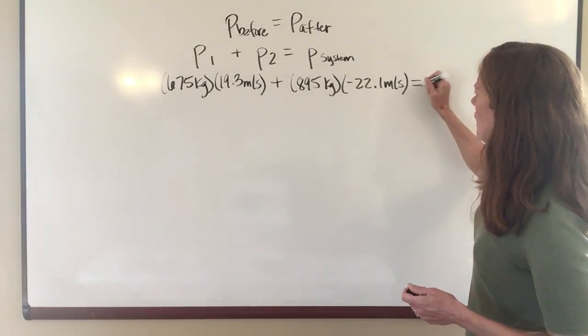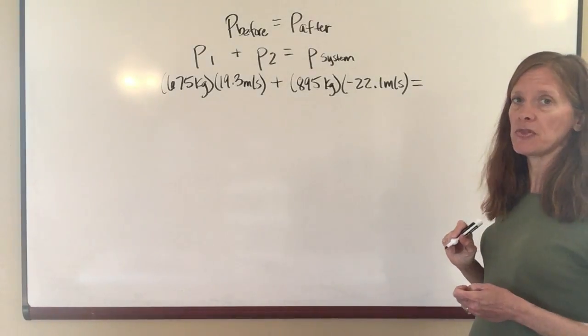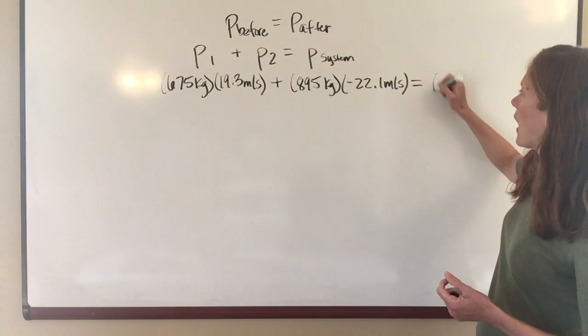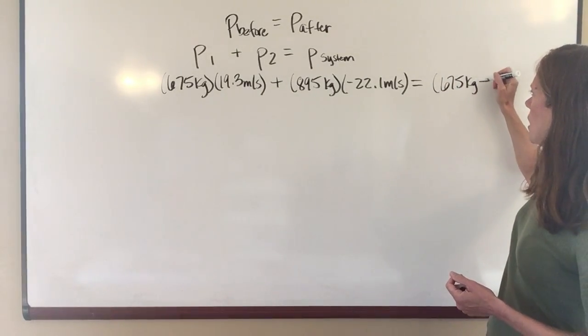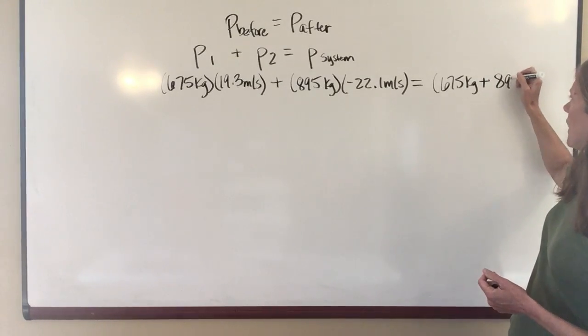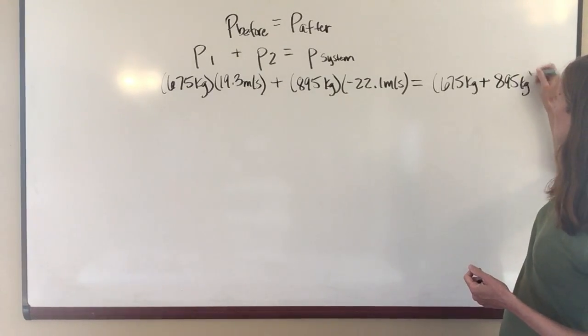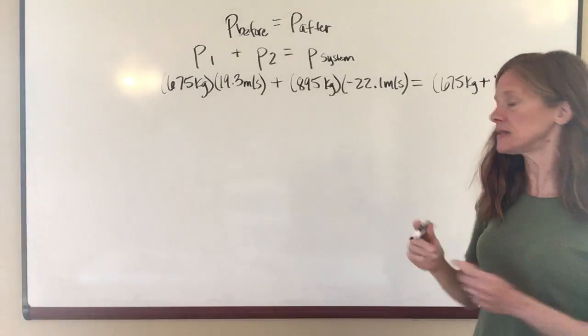Okay? The two-car system, then, is going to have a combined mass of 675 kilograms plus the 895 kilograms of the second car. So we have to combine the masses together.